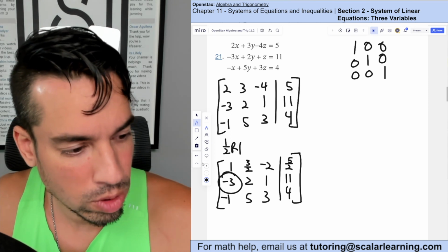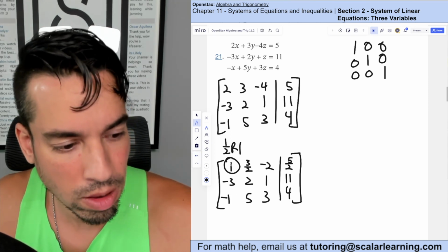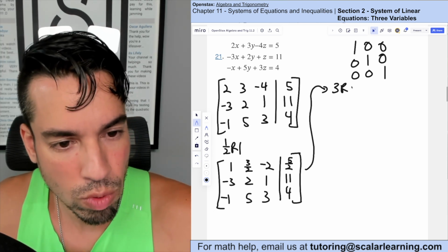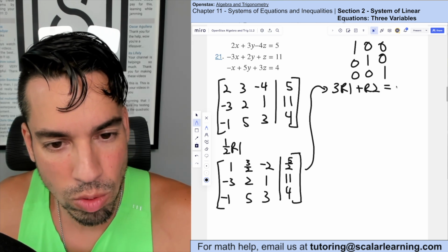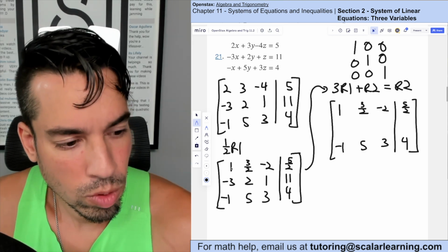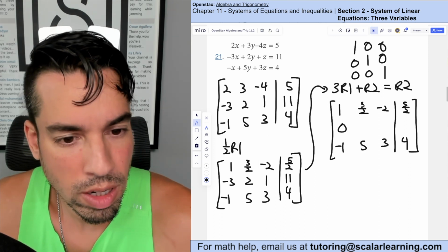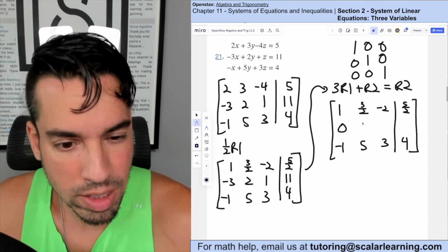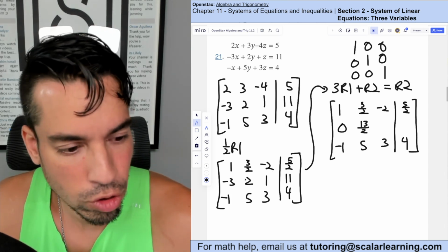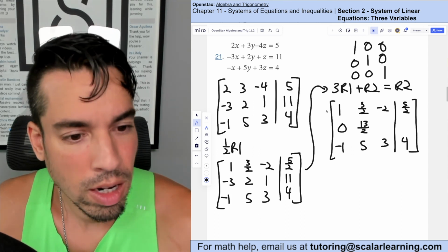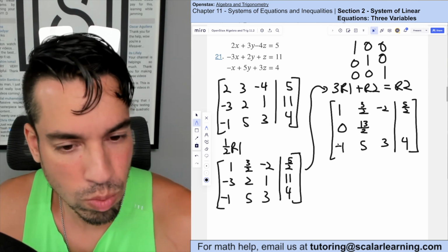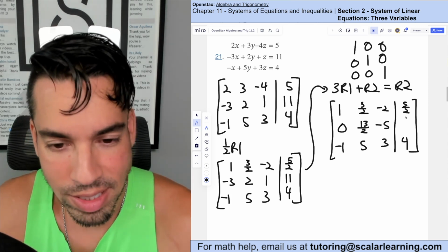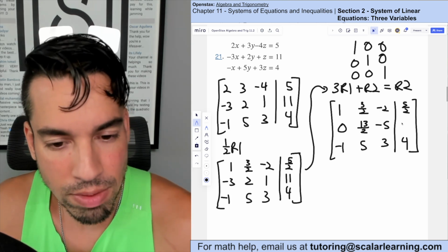Next, I'd love to get this to a 0. And I can do that by multiplying this by 3 and adding it to row 2. So our next move is multiplying 3 against row 1 plus row 2 is going to equal the new row 2. Let's check it out. So 3 times 1 is 3 plus -3 is 0. That's what we want. And then we got 3 times 3/2 is 9/2 plus 2 is 13/2, I believe, right? Because 2 is 4 over 2, and then plus 9 over 2 is 13 over 2. And then 3 times -2 is -6 plus 1 is -5. And 3 times 5 over 2, that's 15 over 2, or 7.5 plus 11 is 18.5.